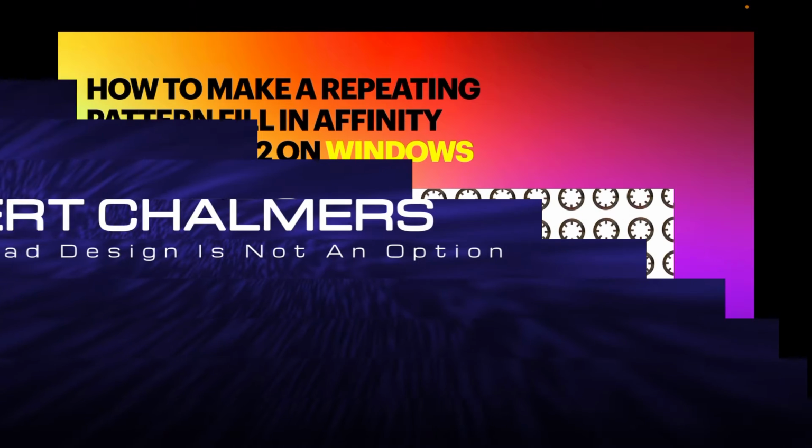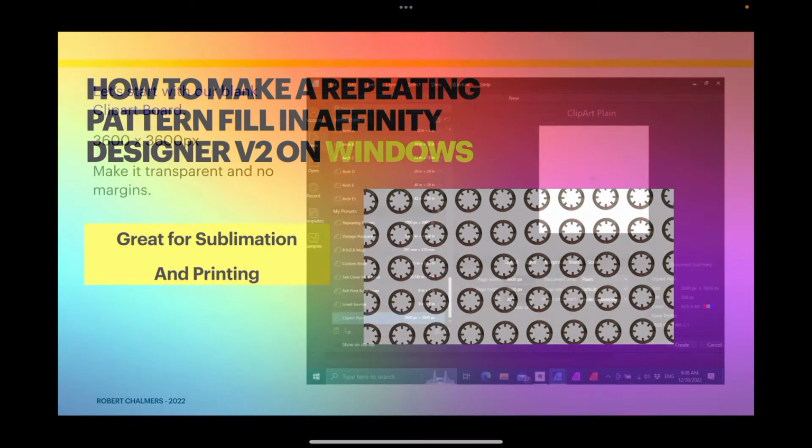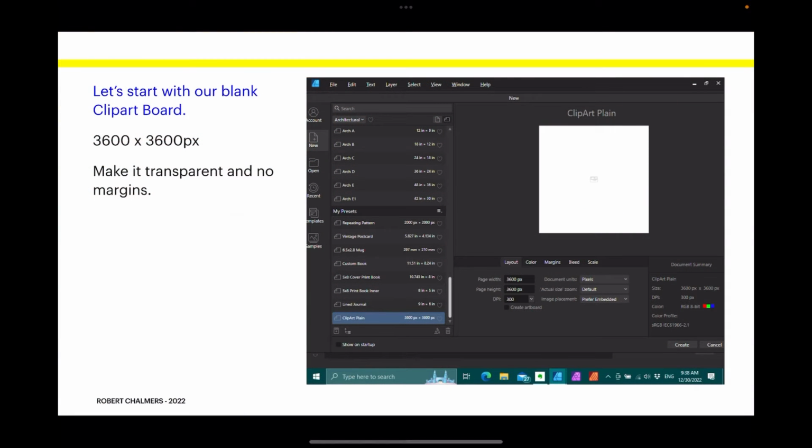Hi guys, so here's how to make a repeating pattern fill in Affinity Designer version 2 on the Windows platform. The previous one was iPad, so let's see what the changes are for Windows. Start with a blank clipboard again, 3600 by 3600 pixels should do it. Make it transparent and no margins.